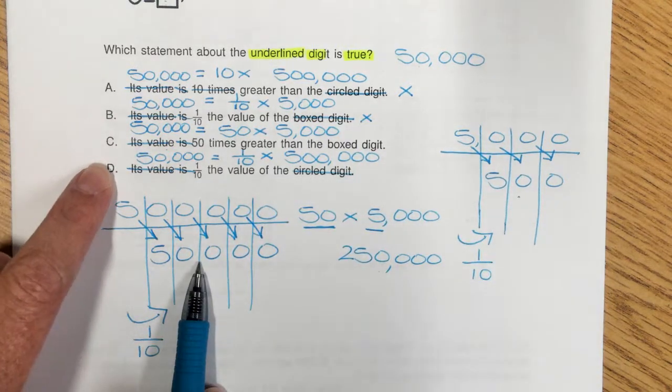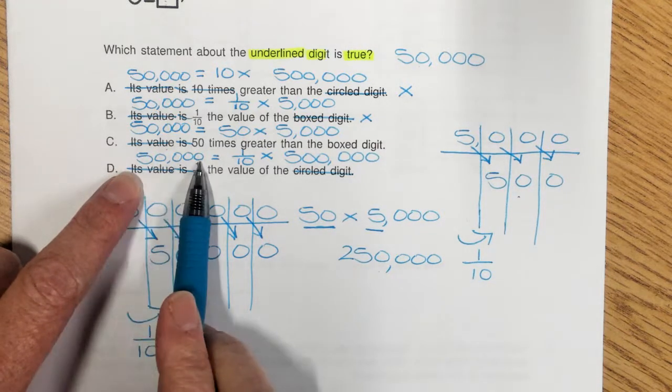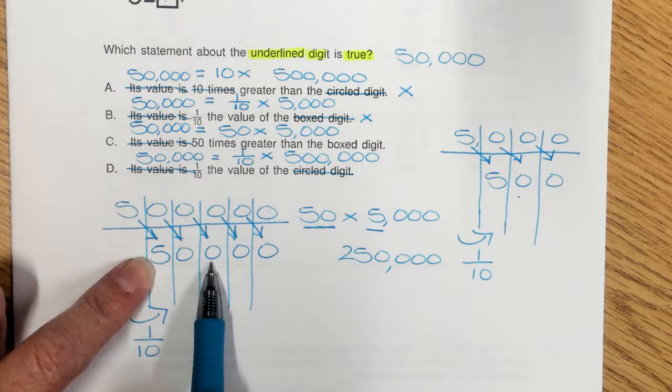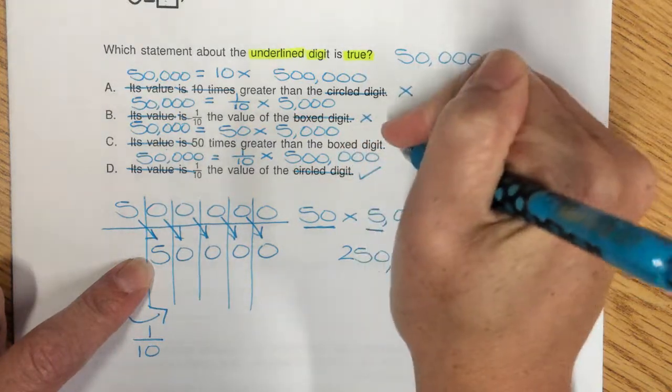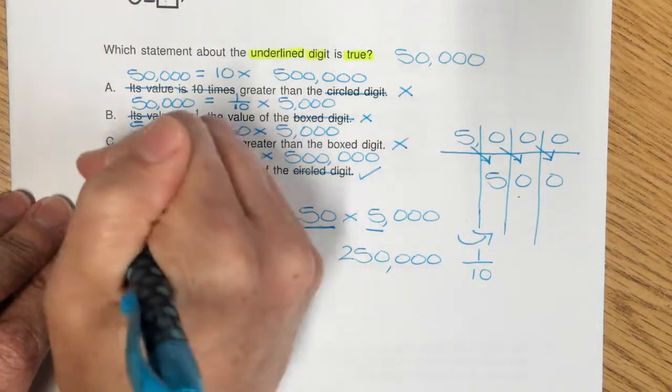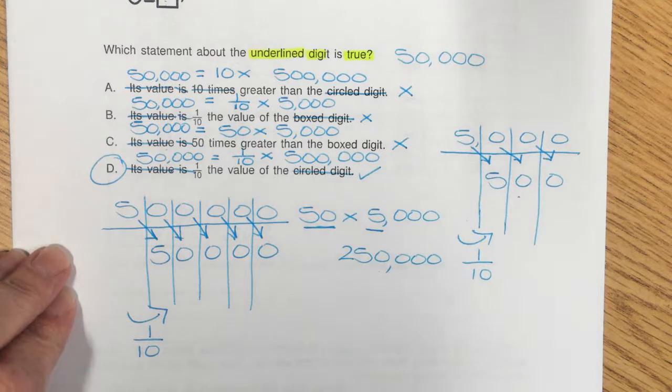Now I can go back to my answer choice. It says 50,000 is the same as 50,000. When we look at that, we know that answer is correct. So my correct answer would be answer choice D.